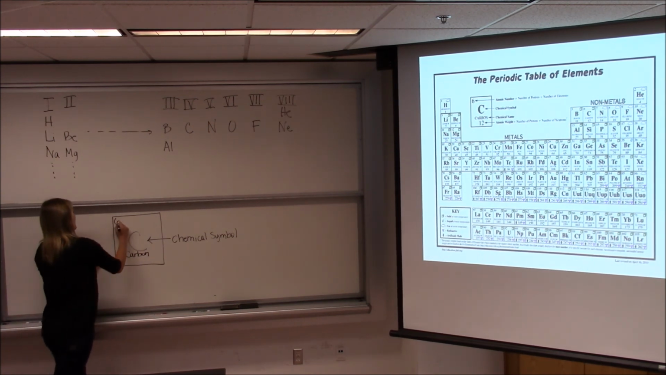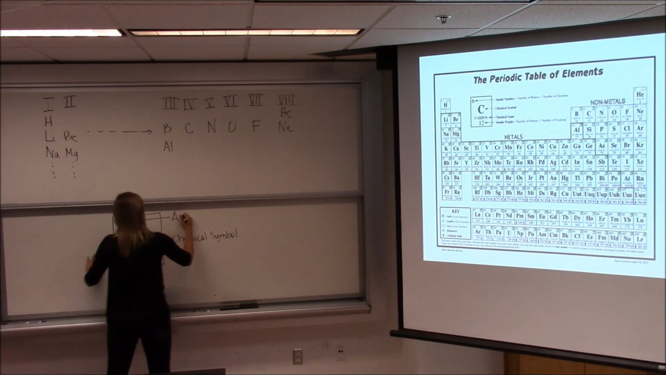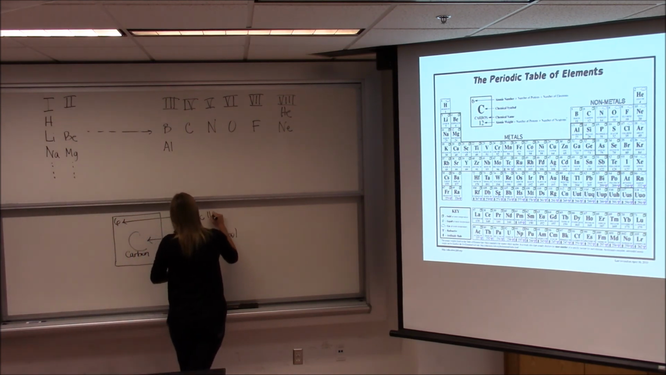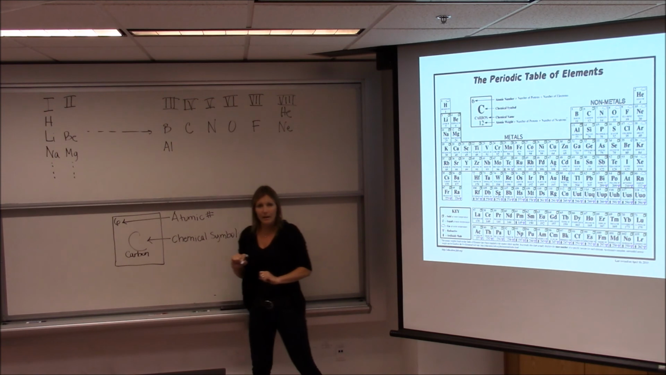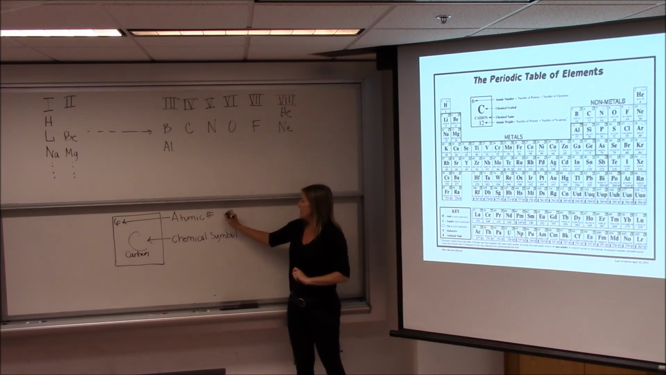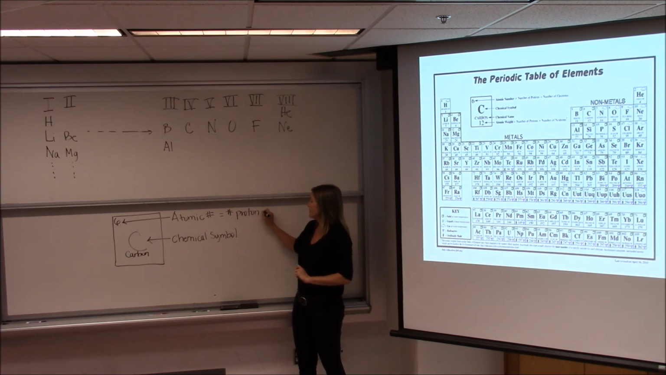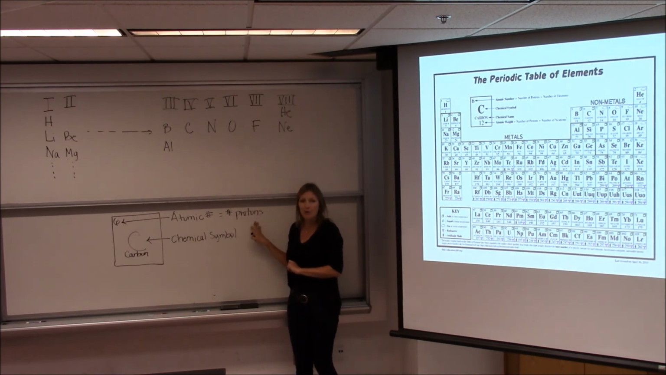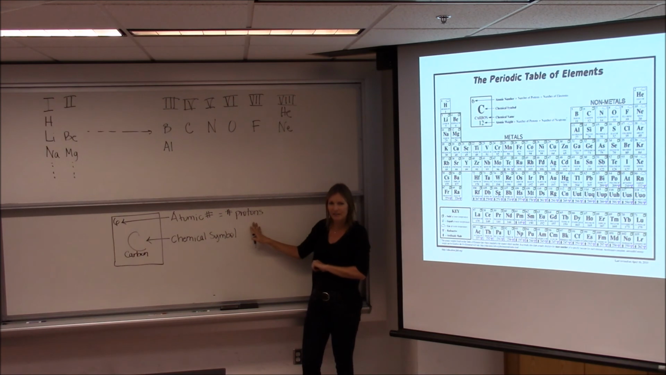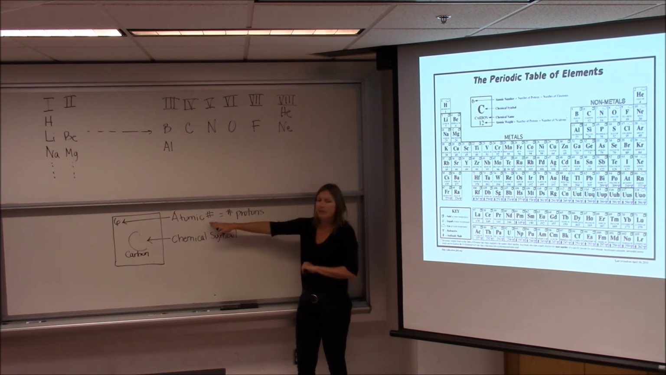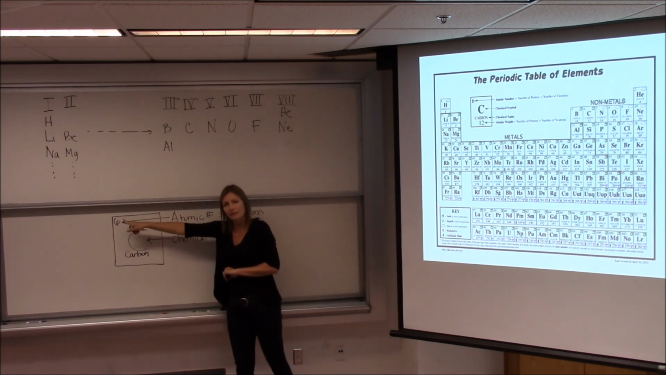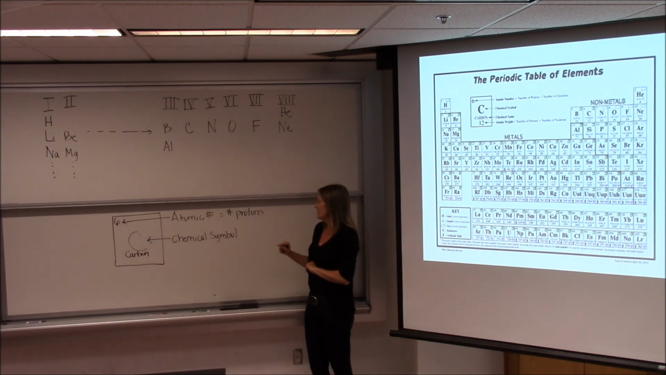Okay, and then we have what's called the atomic number. And that atomic number tells us a couple of really important things about that element. It tells us the number of protons in the nucleus of that element. Okay, so how many protons does carbon have in its nucleus? We know that from the atomic number. It has 6 protons in the nucleus.